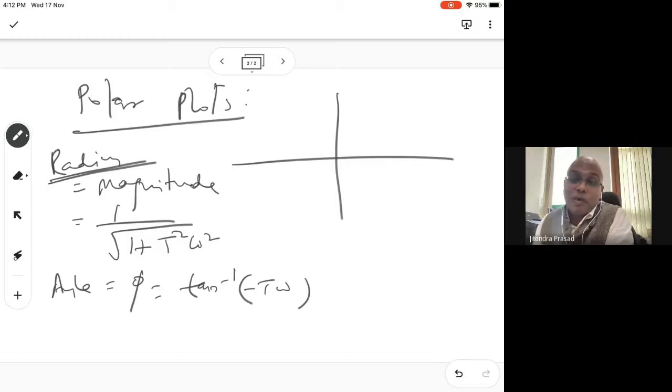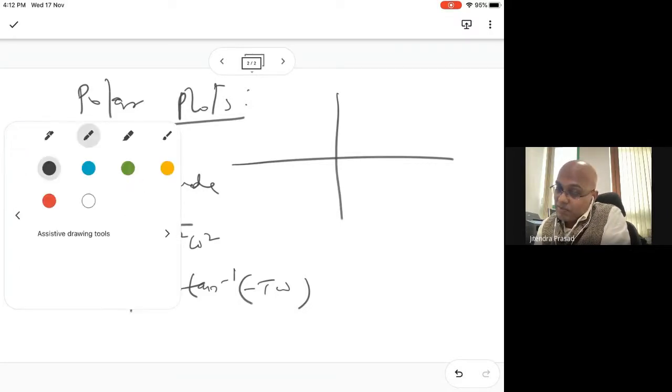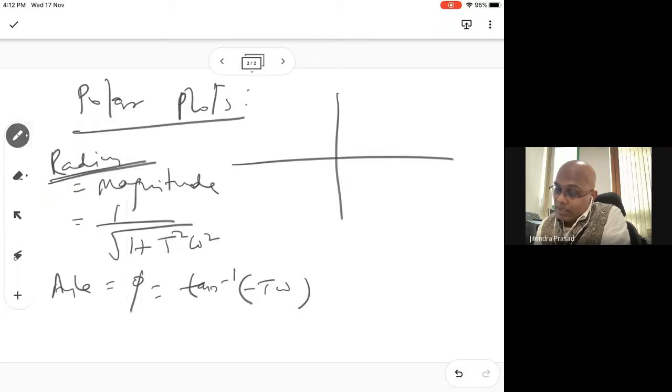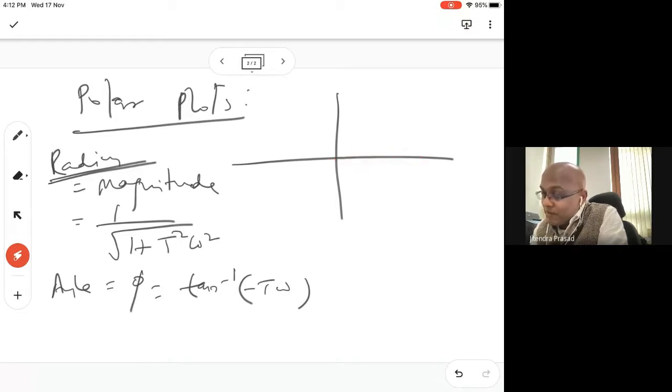Okay, so polar plots, how do we plot? How are we going to plot? We will start with some angle, right? So which angle? This angle. So this is one angle. See here, our angle is like this. So this angle, and this angle, and so on.